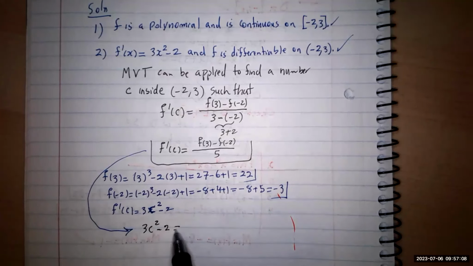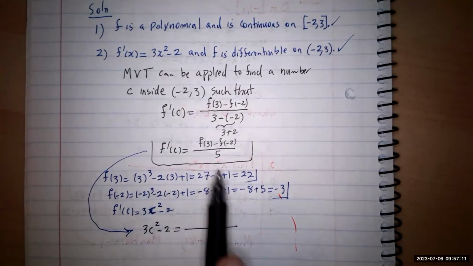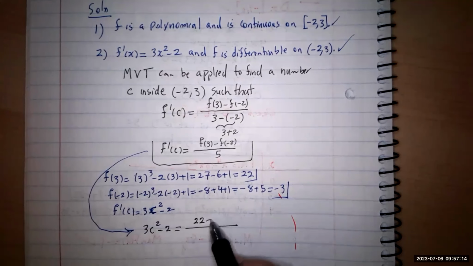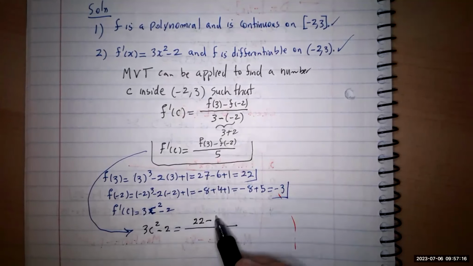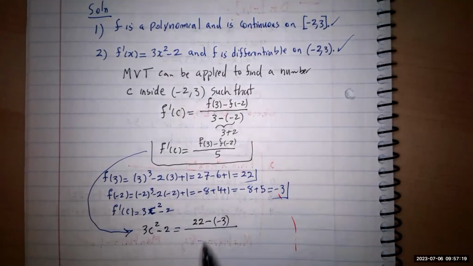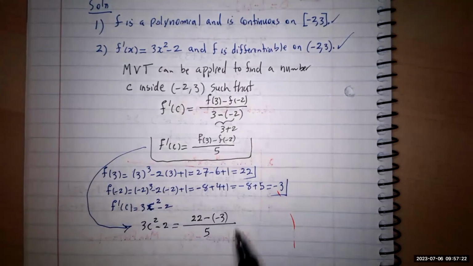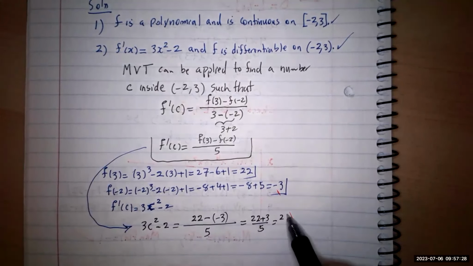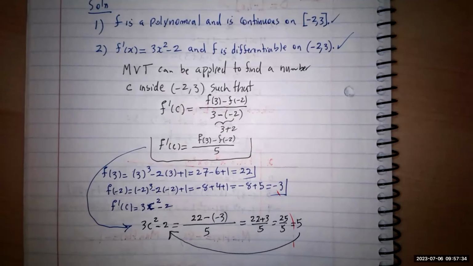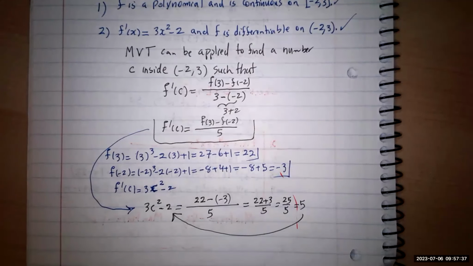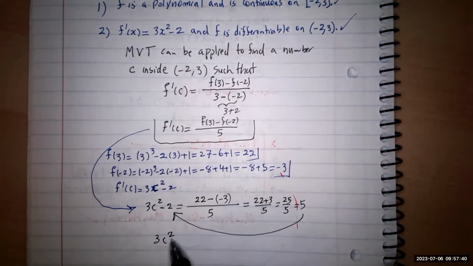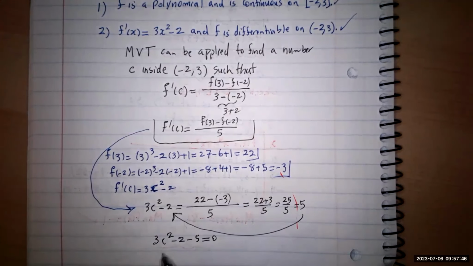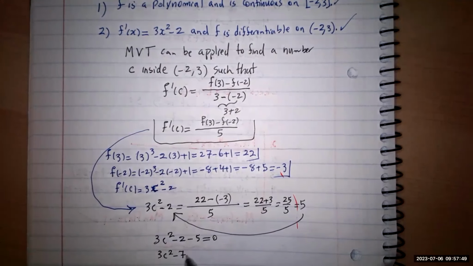which is going to be equal to f of 3, which is 22, minus f of -2, which is -3. Make sure you apply these negative signs. Divide by 5. So that gives 22 plus 3 over 5, which is 25 over 5, which is 5. Move it to the other side: 3c squared minus 2 minus 5 equals 0. So that gives 3c squared minus 7 equals 0.